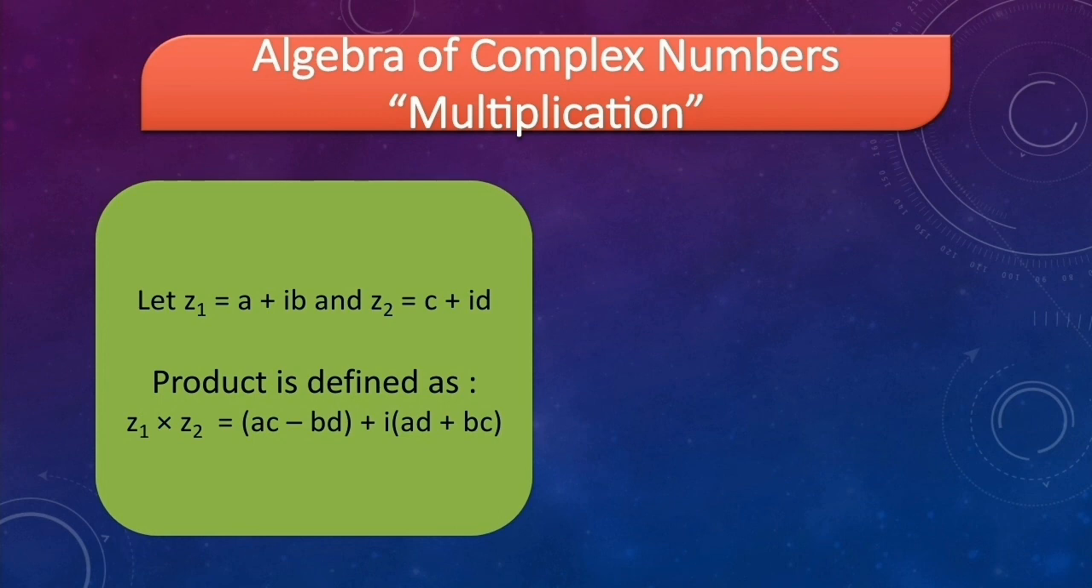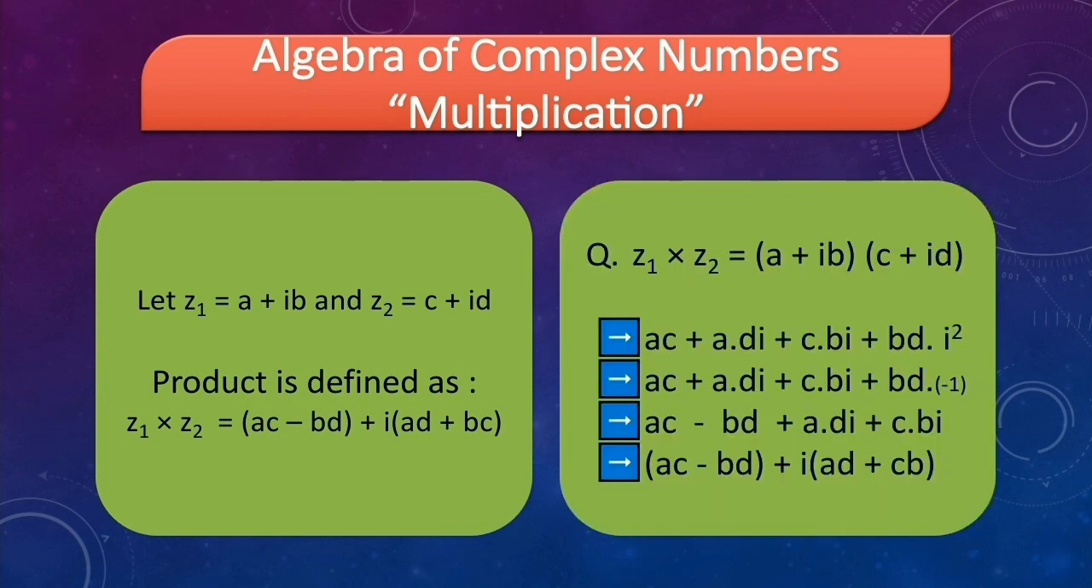Oh, it's so difficult, right? Let's understand this formula rather than learning it. Here there are two terms, a plus iota b and c plus iota d. In the first step, we have just multiplied: ac plus a into d iota plus c into b iota plus bd into iota square. Now we know iota square is equal to minus 1. So in the second and third step, we just replace iota square with minus 1.